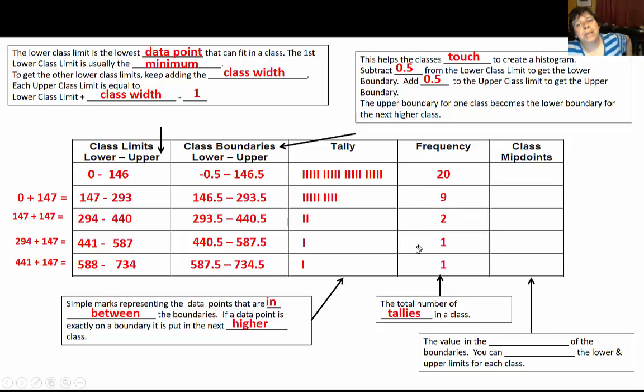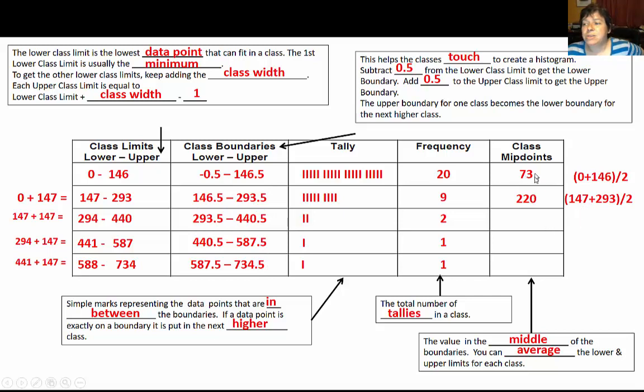Now, another thing that might come in handy are class midpoints. And that's just the point halfway between the class limits. So it's in the middle of the boundaries. You can basically average the lower and upper limits for each class, and that will give you the class midpoint. So 0 plus 146 divided by 2 is 73. I can do 147 plus 293 divided by 2, and it would also work with these class boundaries, by the way. And then I will get 220.